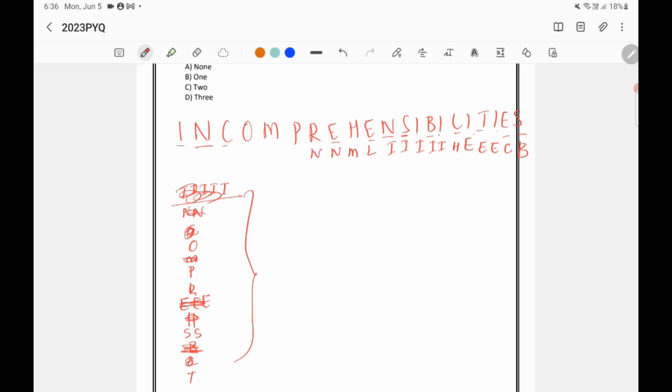M, N. O is there. Then P is there. P, Q is not there. R is there. So R. Then S, 2 S's are there, and T. So this is the arrangement in alphabetical order, in the reverse order.